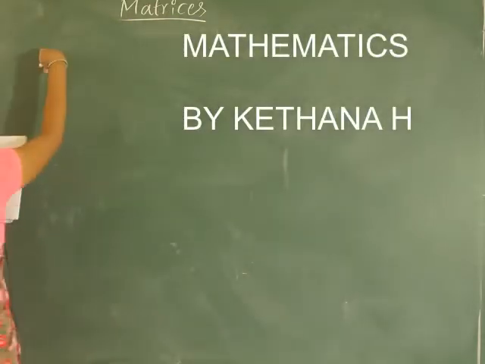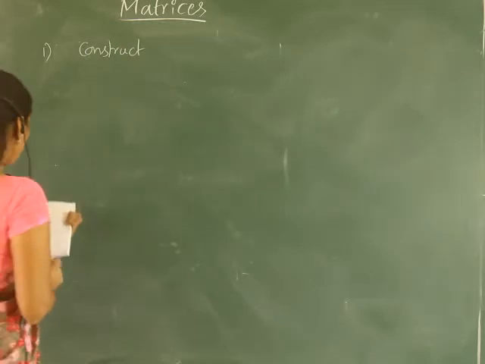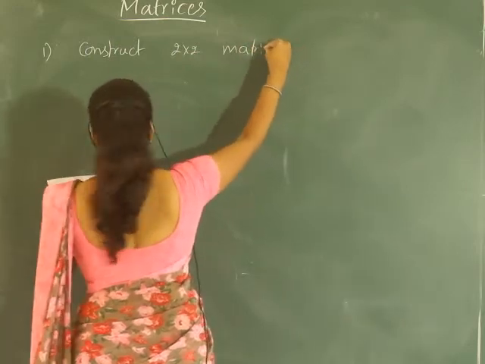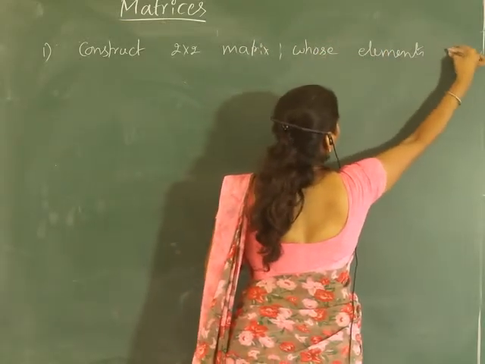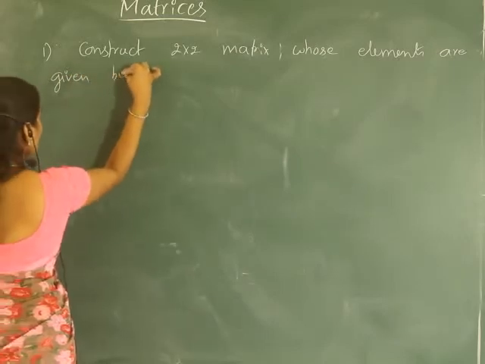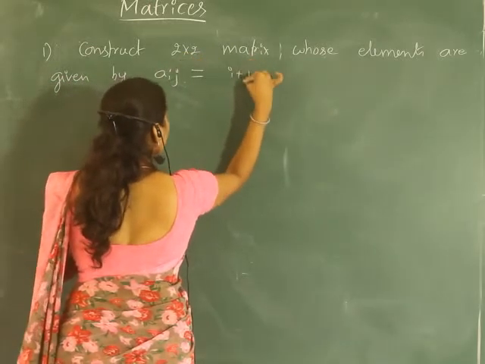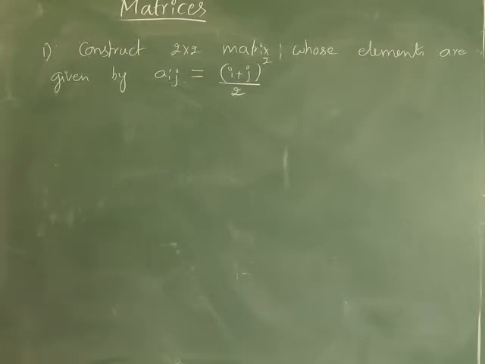So the next problem will be: construct a 2 by 2 matrix whose elements are given by Aij equal to (i plus j) whole square divided by 2. So first we have to write the general matrix.